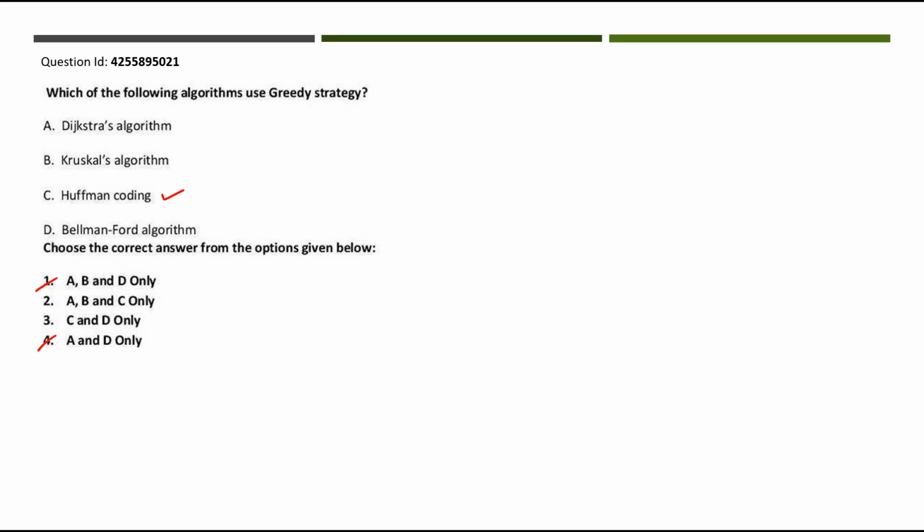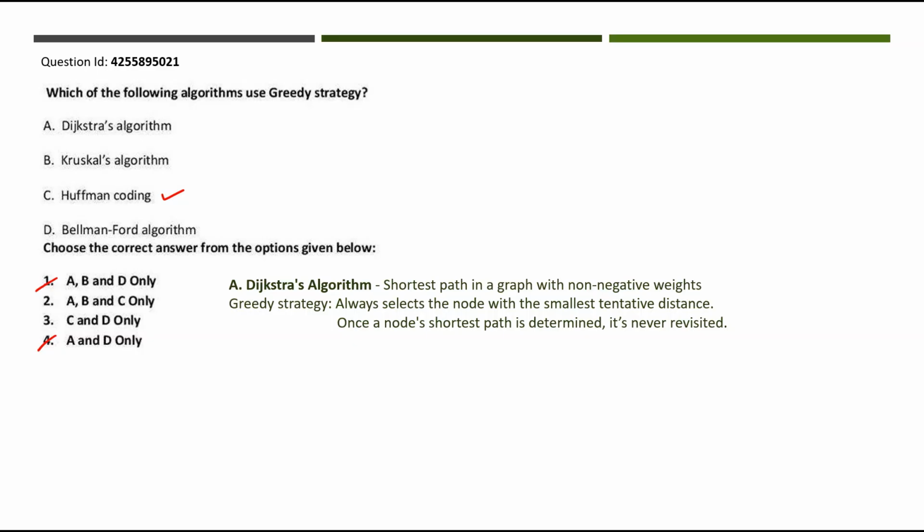So now we have to find whether it is A, B, C or only C and D. So what about greedy strategy? You have to choose what is best in that particular moment. Let's take Dijkstra's algorithm. This algorithm finds the shortest path in a graph with non-negative weights. So how is the greedy strategy applied here? It always selects the node with the smallest tentative distance.